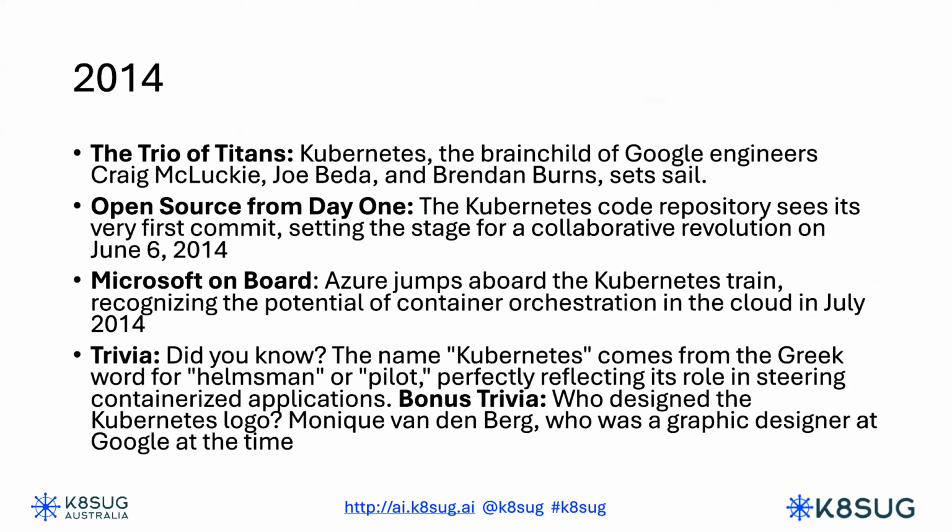Microsoft joined the Kubernetes train really early. Just one month after the announcement of Kubernetes, they decided they would start supporting it. And the trivia: most of you may know that Kubernetes comes from a Greek word that means helmsman or pilot. Interesting that today we use a lot of copilots, right? Maybe it has some similarities. And the bonus trivia: the Kubernetes logo was made by Monique Vandenberg. She made this really cute helmsman. Okay, this was 2014.